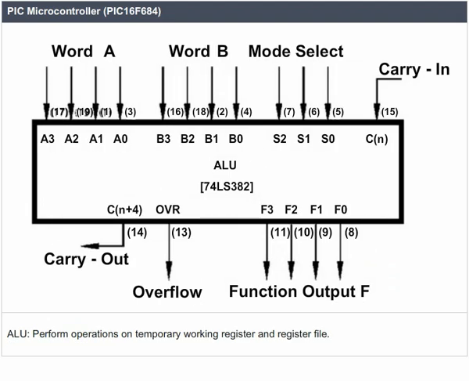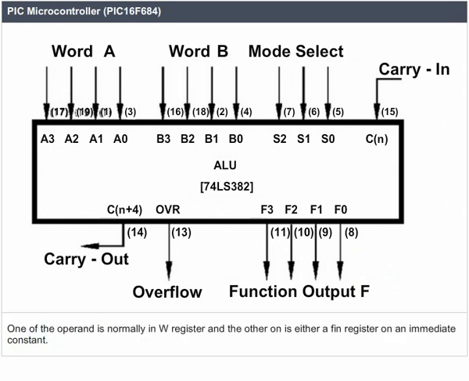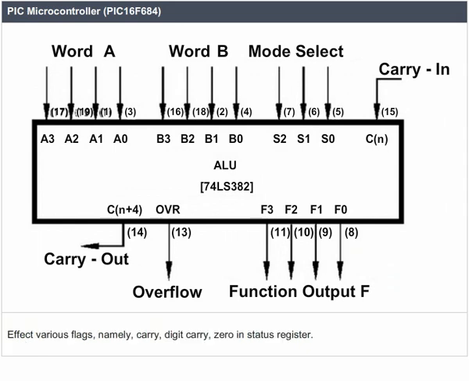ALU. Performs operations on the temporary working register and register file. 8-bit wide ALU. One of the operands is normally in the W register and the other is either a file register or an immediate constant. Affects various flags, namely carry, digit carry, and zero in the status register.